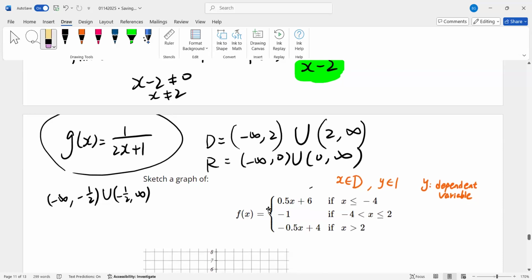What about the function g? This is the domain. What's the range? Function g, 1 over 2x plus 1.